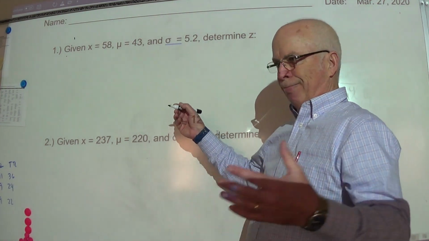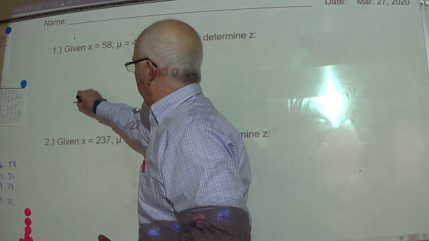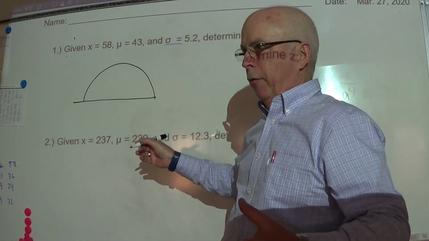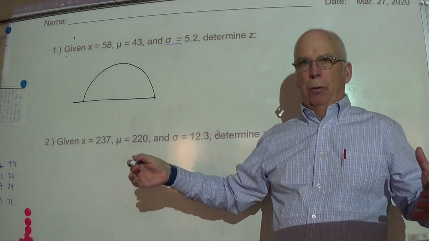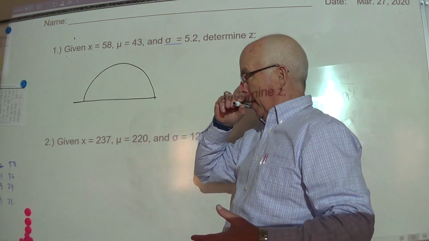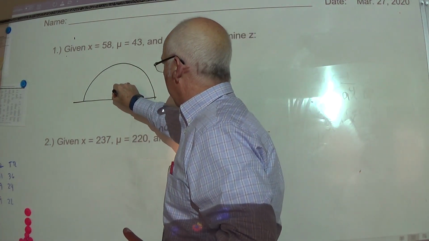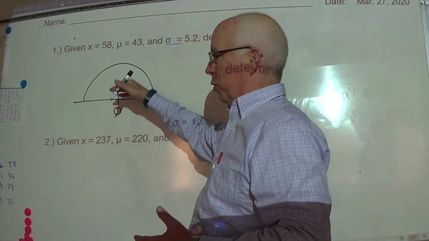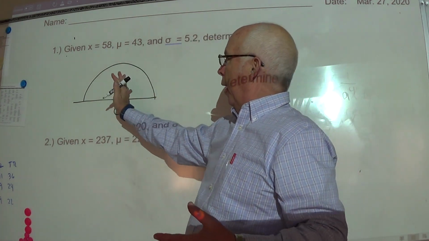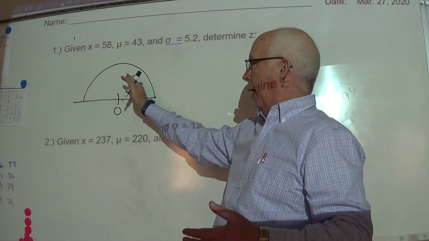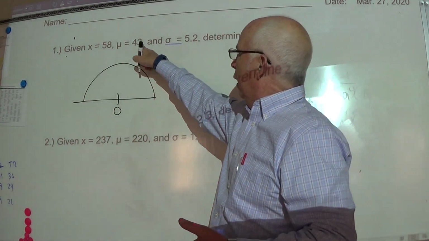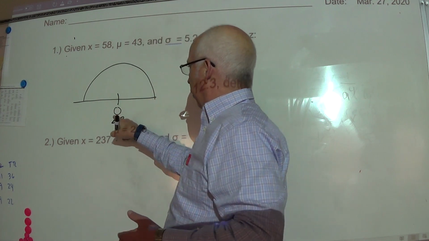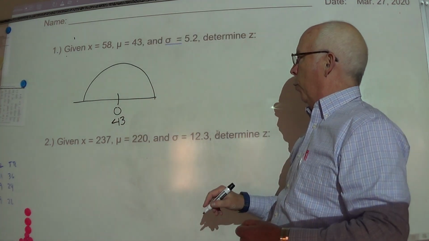So if we just very crudely draw a standard normal curve, okay? Doesn't have to be perfect. You do know it's symmetrical. Mine isn't, but it actually is. The mean is in the middle, which is 0 standard deviations to the left or to the right. We've got half the data to the left of that 0, half the data to the right. In this case, our mean is 43. Okay? Our mean is 43, and we're 0 standard deviations away from that.